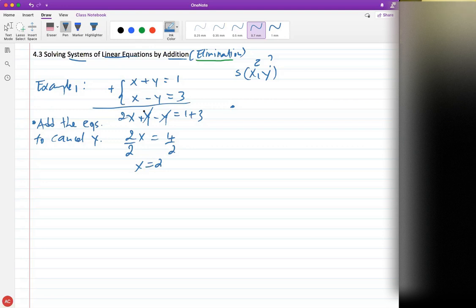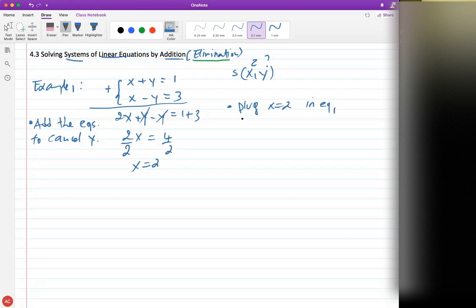So we're going to plug it in one of these. It doesn't matter which one you use in order to find y. So let's use this one because it has the y here already positive, but pretty much doesn't have anything else. So this one is more convenient. So we're going to plug x equals 2 in equation 1 or 2, it doesn't matter.